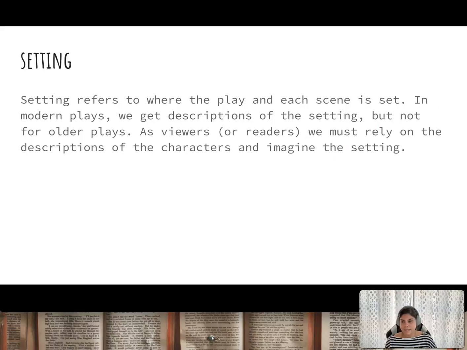All right. Next, we have setting. Setting refers to where and when the action takes place. In older plays, like Shakespeare, we don't always get detailed scenery, so we really rely on dialogue and character interactions to imagine that setting. Contemporary drama may use elaborate backdrops or minimalistic designs, but setting really does still shape the mood and the meaning.